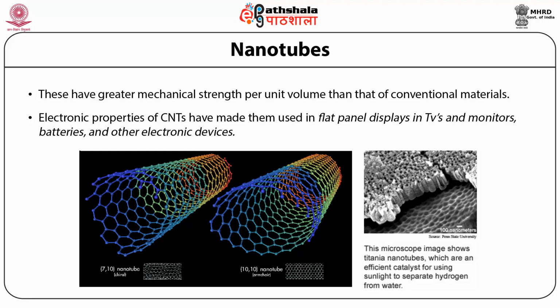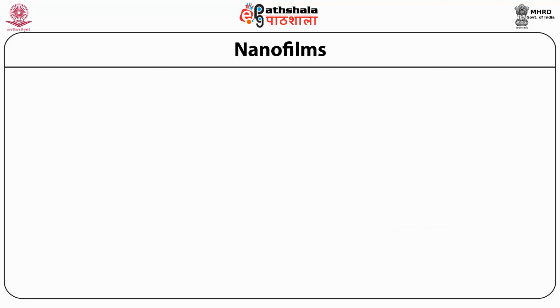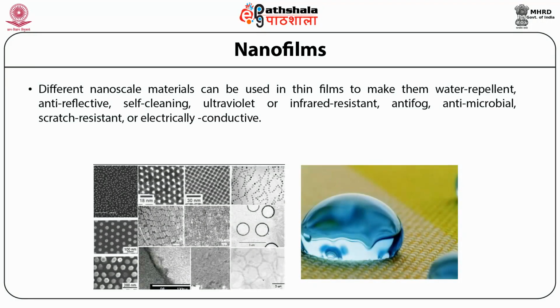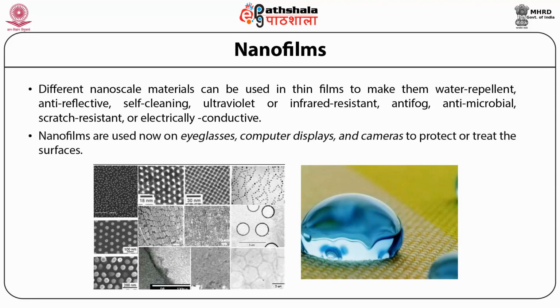electronic devices. The next nanoproduct is nanofilm. Different nanoscale materials can be used in thin films to make them water repellent, anti-reflective, self-cleaning, ultraviolet or infrared resistant, anti-fog, antimicrobial, scratch resistant or electrically conductive. Nanofilms are now used on eyeglasses, computer displays, and in cameras to protect and treat surfaces.